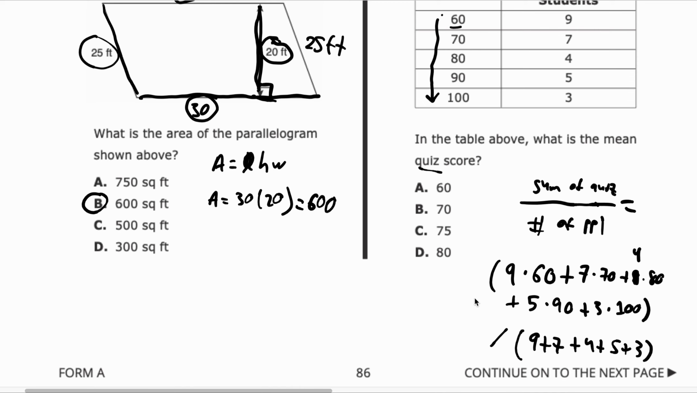I'm not exactly sure. I would have to do the math. But here, let me do it quickly. So 540 plus 490 plus 320. I don't really want to do this math, but I think that it's probably going to be C. Just eyeballing it. But yeah, you should definitely check that. Here, actually, let me check it quickly.